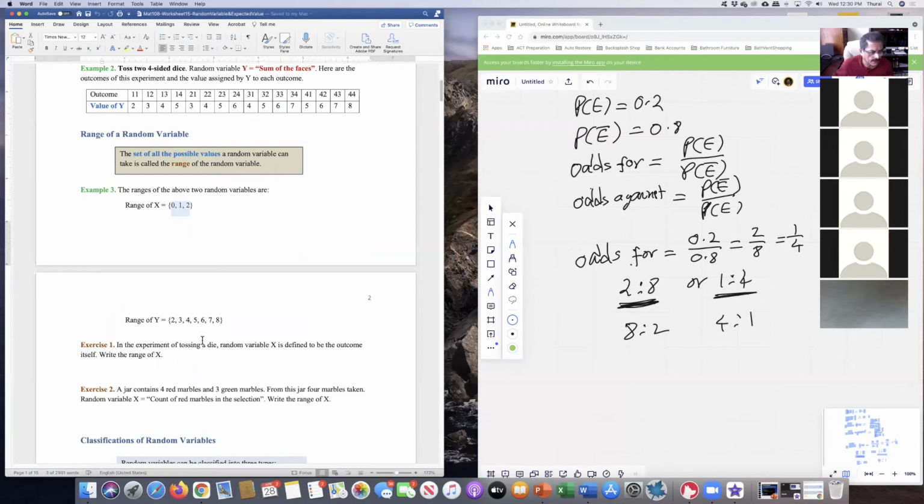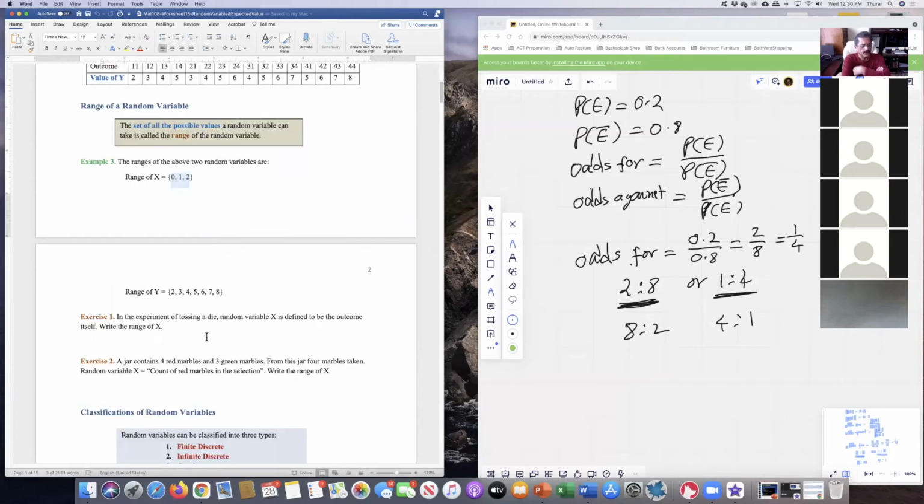All right, exercise 1. In the experiment of tossing a die, random variable X is defined to be the outcome itself. You can call the outcome itself your value of the random variable. So I'm tossing a die. Whatever the outcome is, that is the value of the random variable. Then can you write the range of X? Go ahead and tell me the range of X.